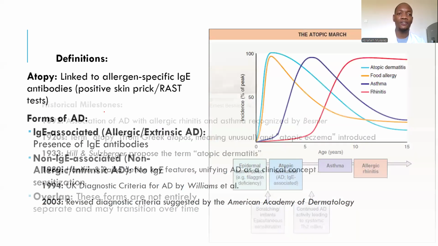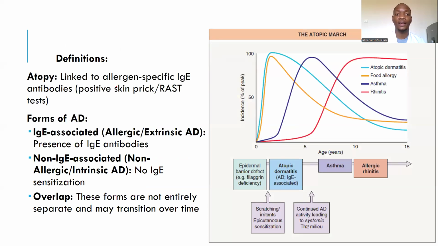Then when you look at atopy, simply atopy has been linked to allergen-specific IgE antibodies. In this case, most of the patients, when you do a skin prick, it can be positive. As well, when you do the RAST test, that can help you identify the different allergens that these patients are reacting to. So in literature, you'll find that atopic dermatitis has been divided into two forms, where you have the IgE-associated atopic dermatitis. In this case, you'll have a patient having presence of specific IgE antibodies. And usually the onset is a little bit early in life.